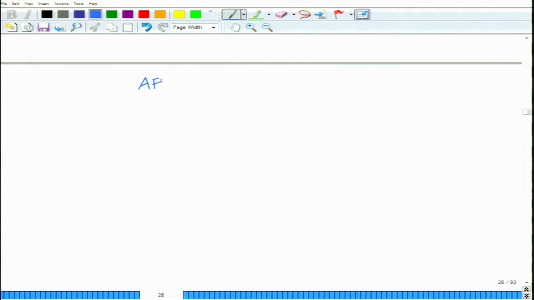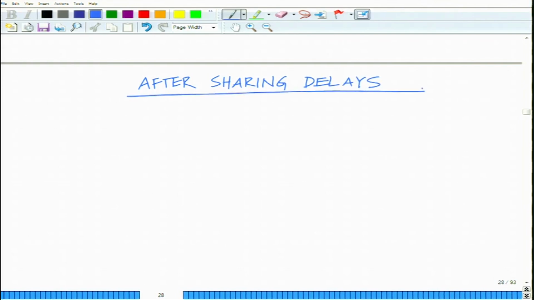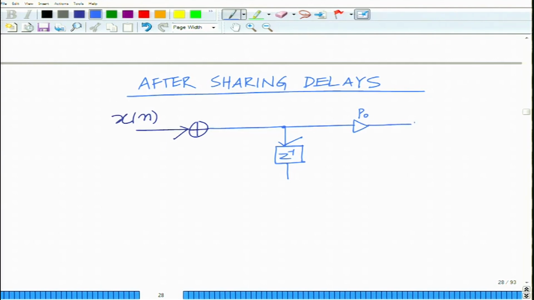after sharing of delays in common and basically eliminating the duplicate delays, what you have is you have your xn that is basically adding, and you have z inverse, okay, and this is multiplied by again p naught, again there is an adder here, and you have yn, and now from this node itself, you can have two branches or two outputs.